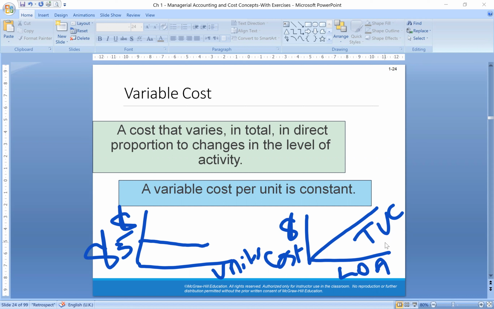But for the first graph, if we produce more, then we need to pay more. If we produce one table, we are paying $5. If we produce two tables, we are paying $10 and so on. So the line will be increasing, okay?